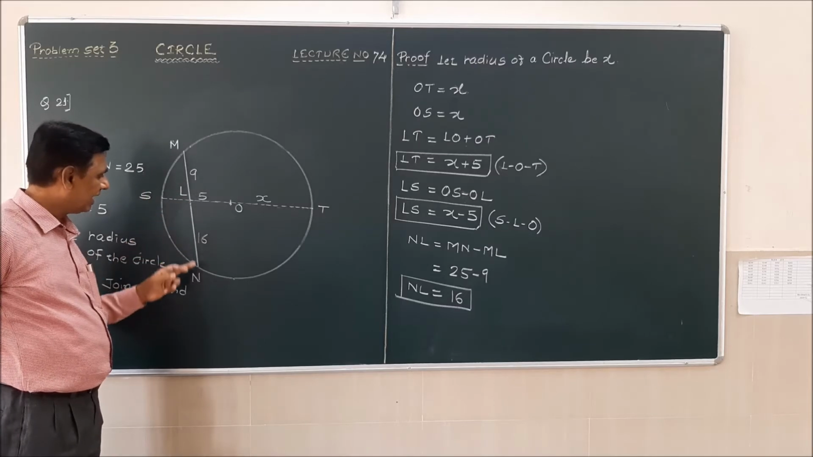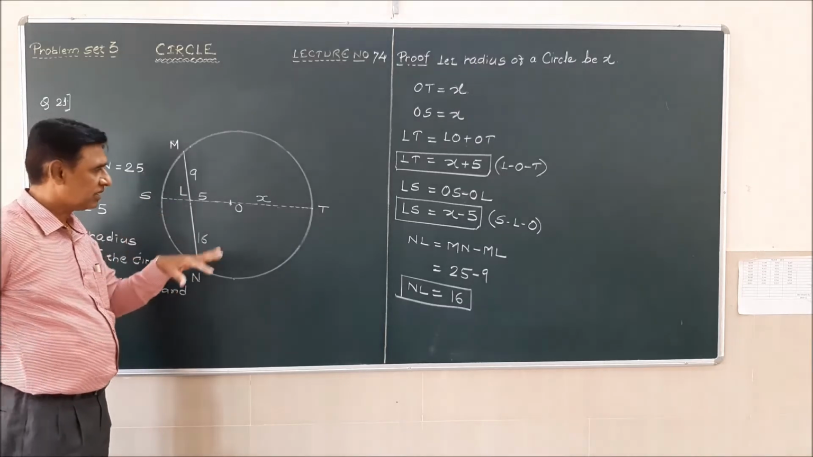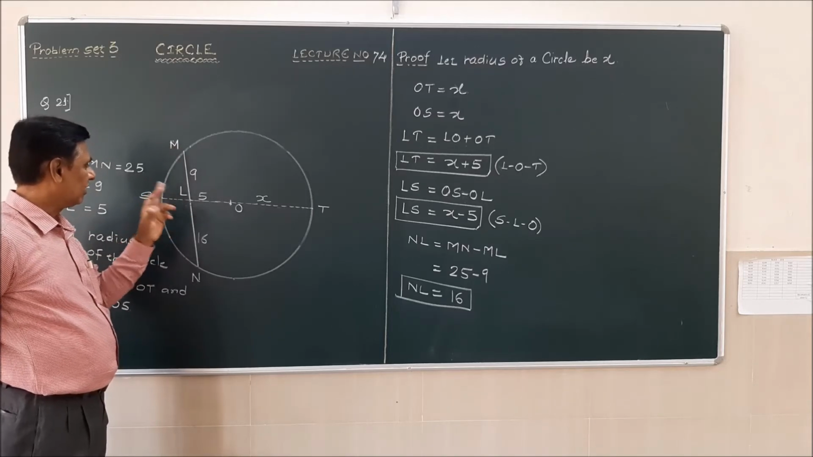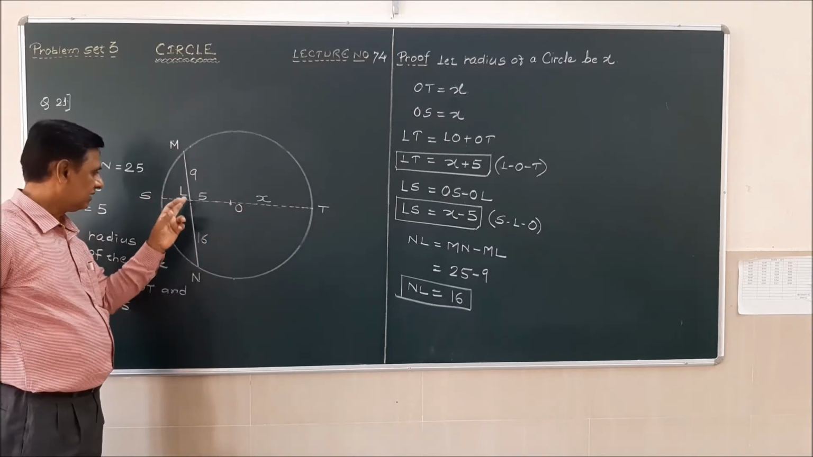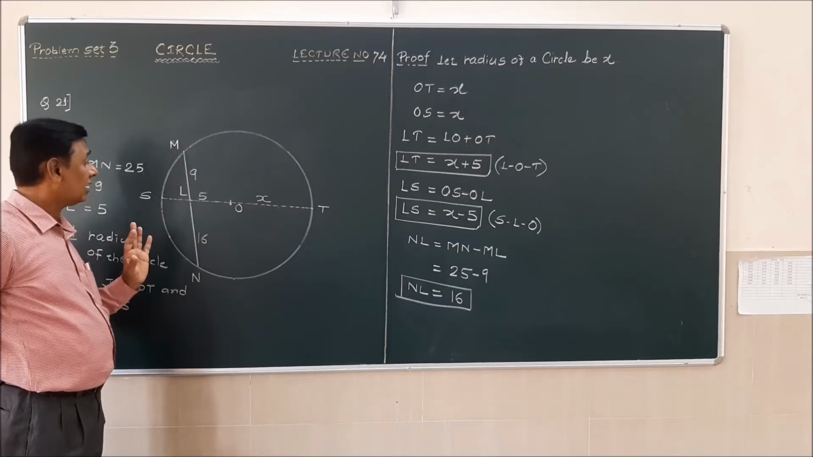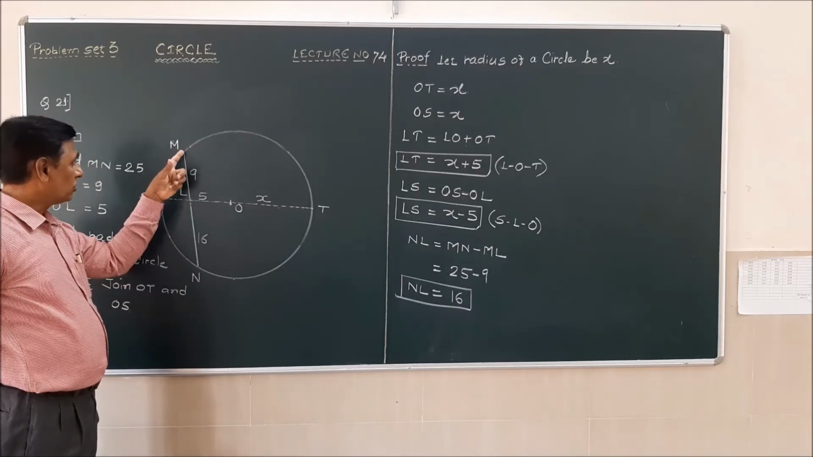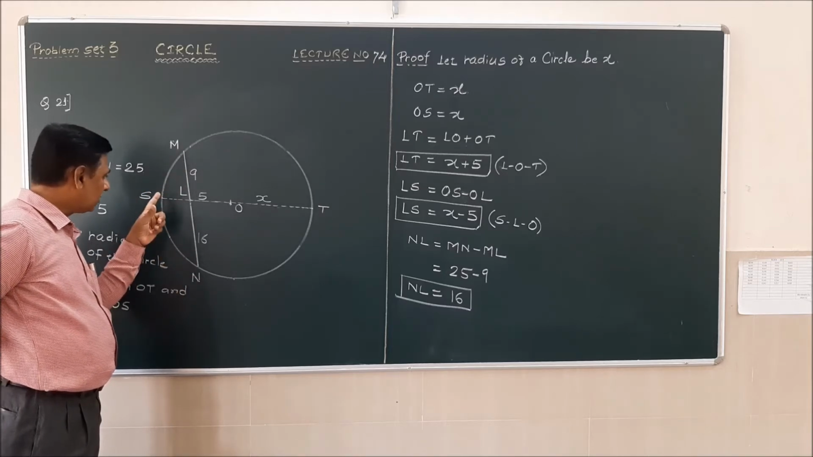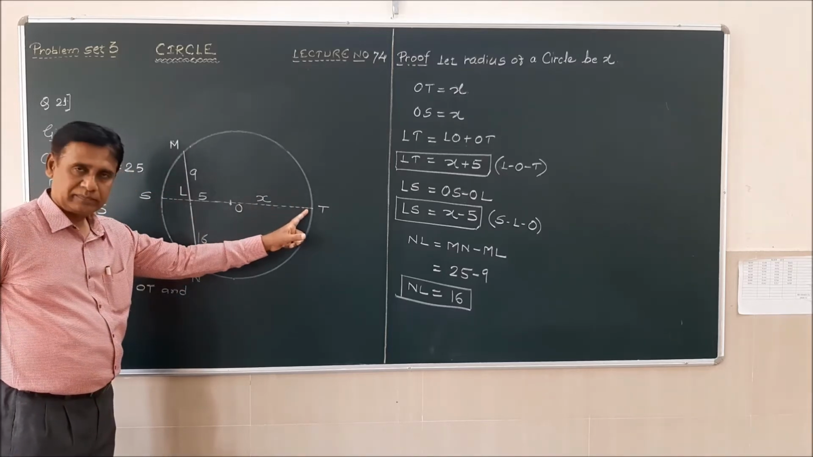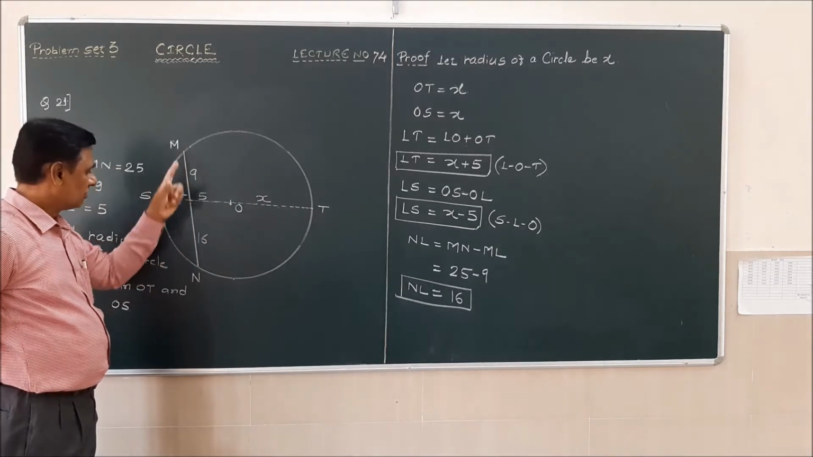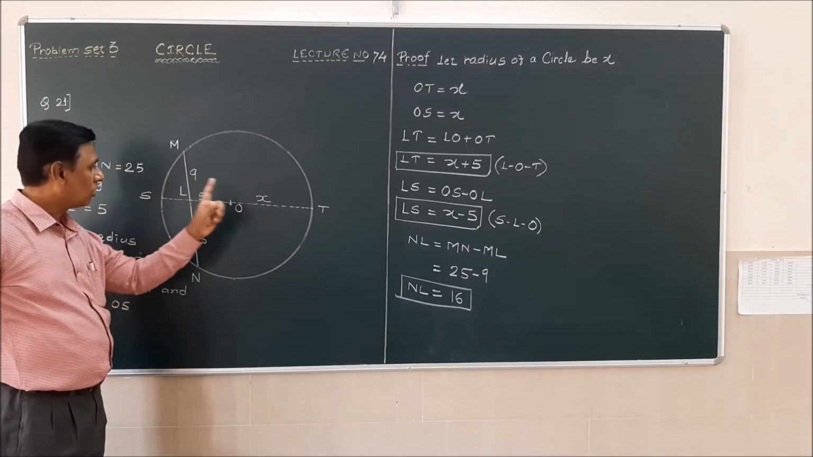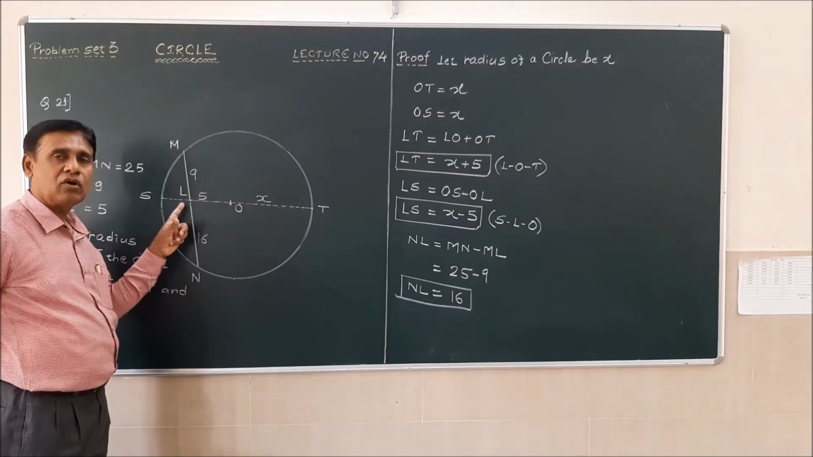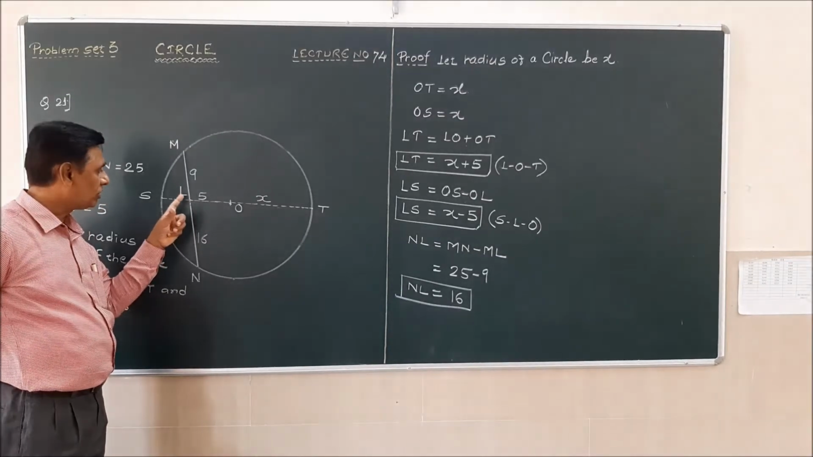So LN is 16. Since you have now got the value of ML, you know the value of SL, you know the value of LT. But very important to understand, chord MN and chord ST. These are chords. Chord MN and chord ST are intersecting in the interior of the circle at point L.